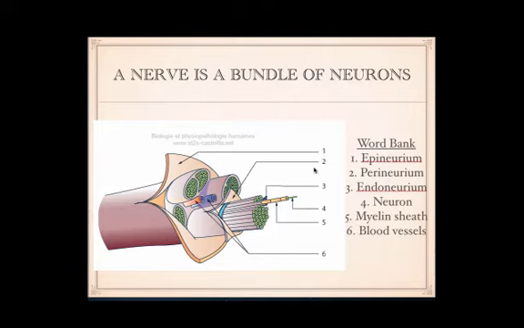The epineurium is the big outer layer, so kind of think epidermis. Epi means around or outside. The perineurium surrounds a fascicle, so that would be number 2. The endoneurium surrounds a single neuron. And then number 4 here is the neuron itself. We've got the myelin sheath that coats the neuron, and we've got the blood vessels. I didn't get very creative with the rearranging of the terms. They're already in order if you didn't notice that already.